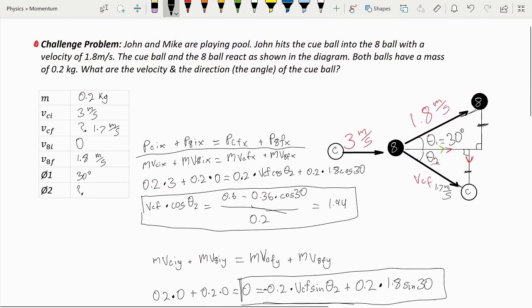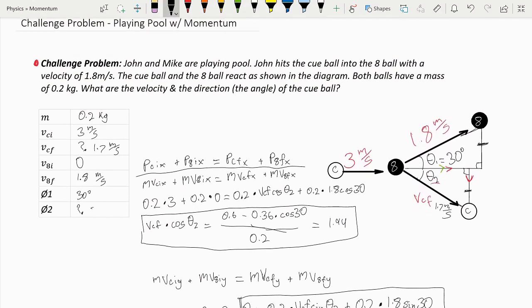So in our chart here, 32 degrees. So we figured out the velocity of the cue ball, which is 1.7 meters per second, the direction, which is the angle theta 2 that the cue ball traveled in, is 32 degrees.